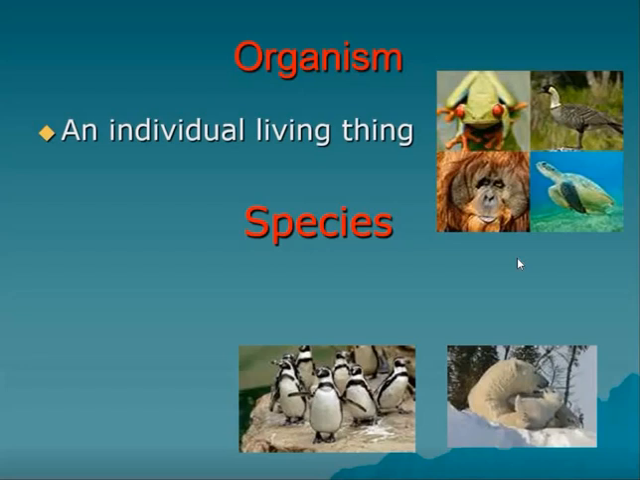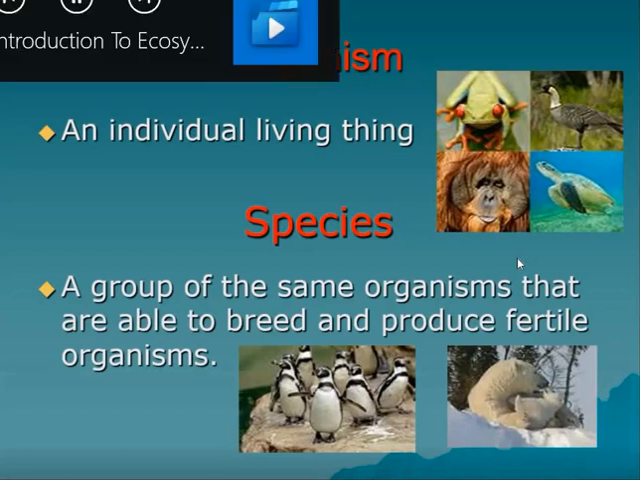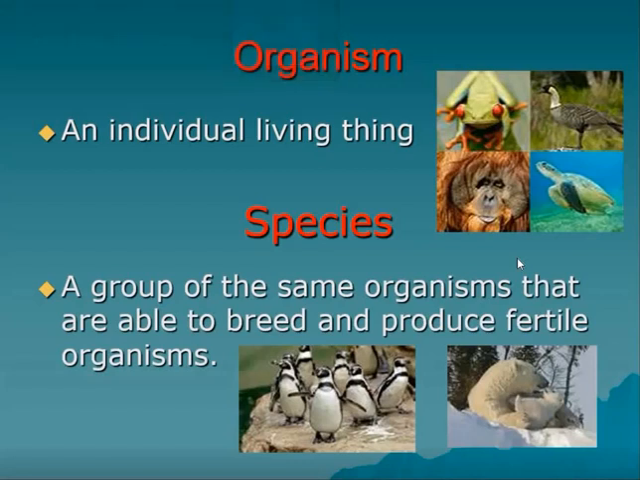What about species? Species is a group of the same organism that are able to breed and produce fertile organisms. Like we can see there, what are those species? Penguins. What about there? Polar bear. Yes, so we look at them and we say they are the species and they are the same.